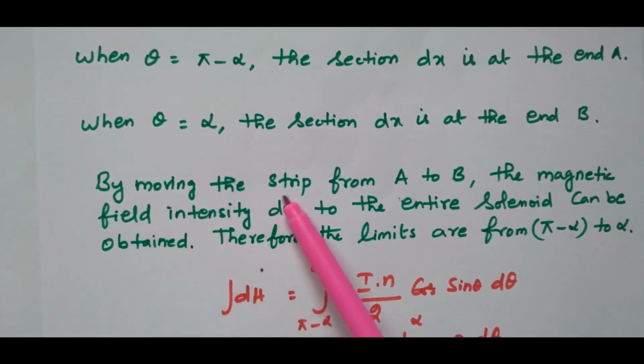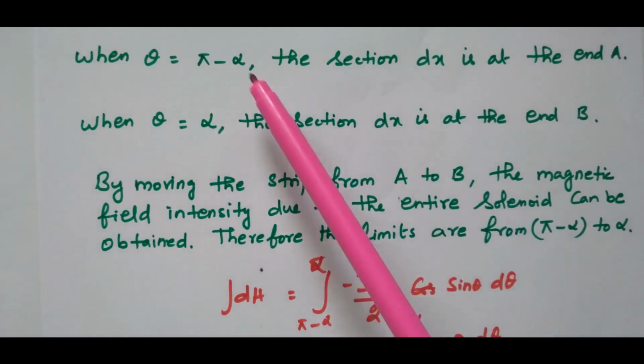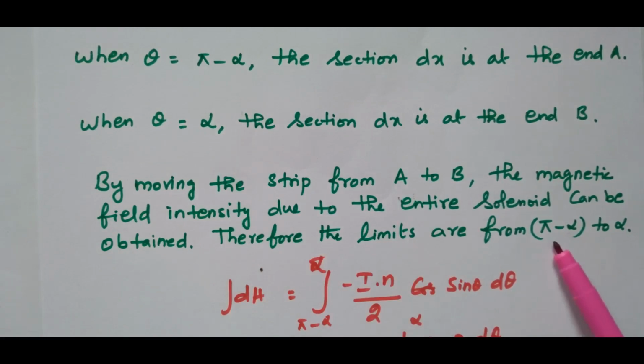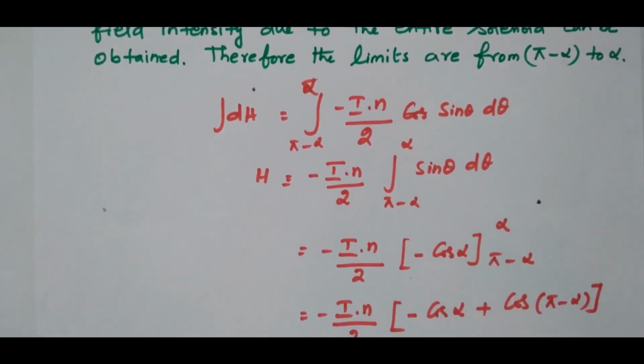How is it? By moving the strip from A to B, the magnetic field intensity due to the entire solenoid can be obtained. Therefore the limit is from pi minus alpha to alpha. That is A to B. A is pi minus alpha, B is alpha. So the limit is from pi minus alpha to alpha, right? Now we'll go for the integration. So integral dH equal to integral from pi minus alpha to alpha of minus I into n divided by 2 sin theta d theta. Just now we got the expression.